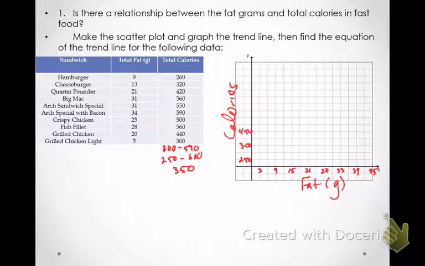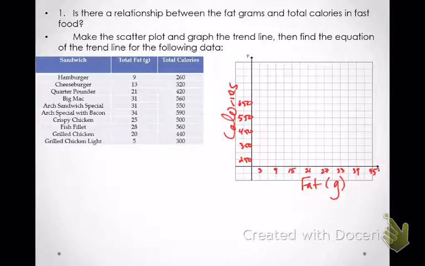You can scale this pretty much however you want. But the idea is that you don't make your graph so small that you can't draw a good trend line. So you want to try to use as much of the grid lines as you possibly can, but also be able to plot the points as accurately as you can. Okay? All right.